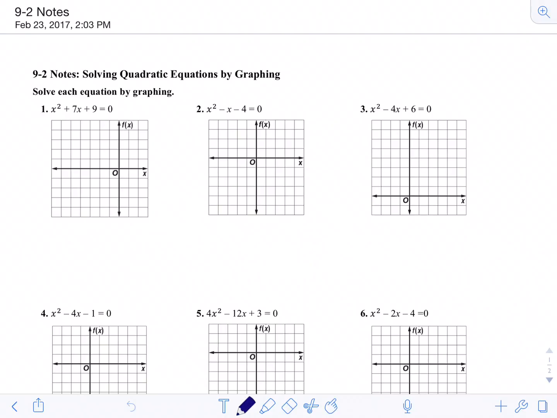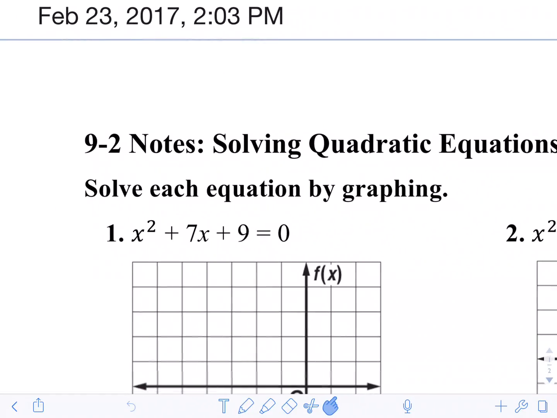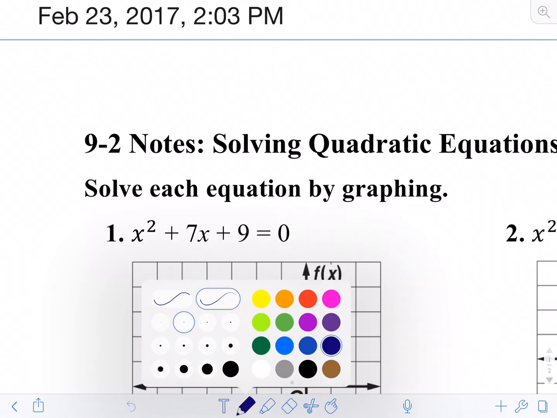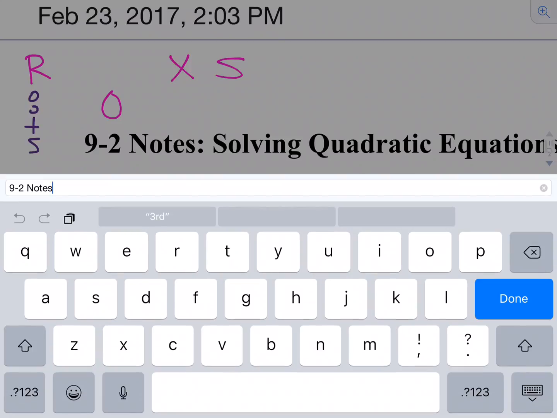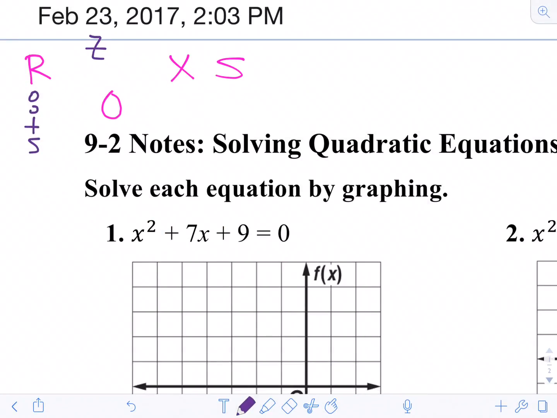One is I want to explain a way to remember all of these names, and that is by rocks. So R, I'm going to put O here, kind of a little bit lower, X and S. Okay, so the R stands for roots. This O stands for zeros. X is for x-intercept. S is for solution.